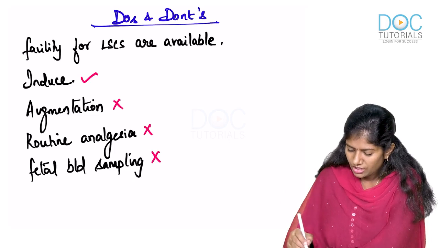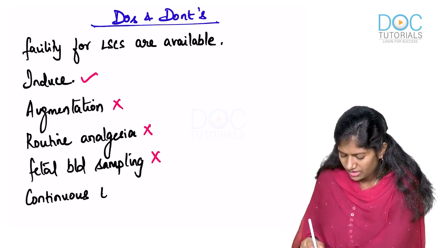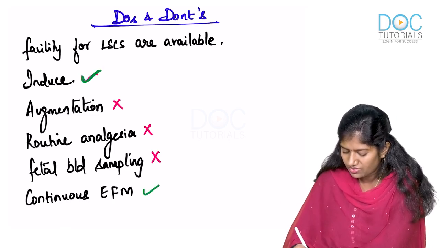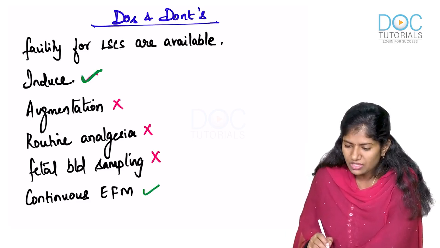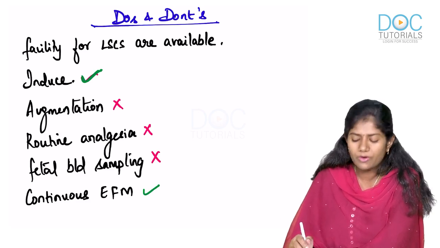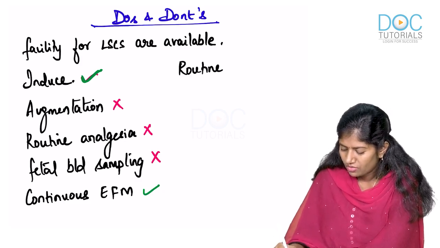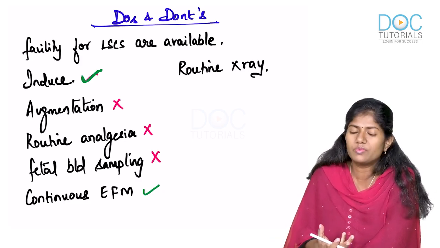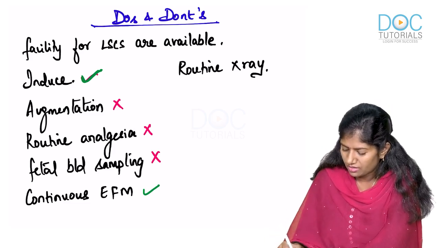Okay. So, continuous electronic fetal monitoring is required for all assisted breech deliveries because it's one kind of high-risk delivery, right? Careful assessment is required. Apart from that, routine radiological pelvimetry, routine X-ray to see if there is CPD. Sometimes we do, but this is not done nowadays. So, this is not required.